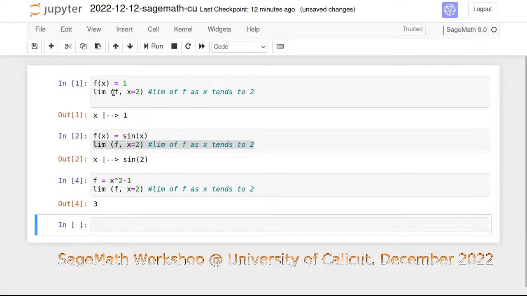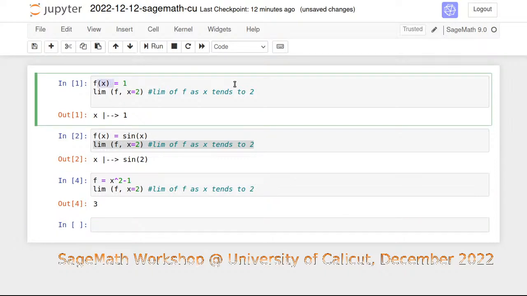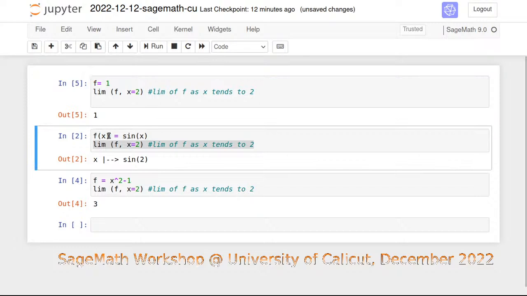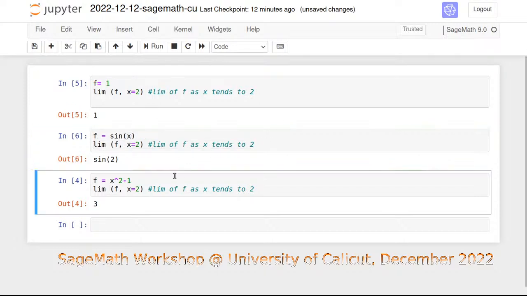Here also this is fine. Maybe I should change the notation to f equal to 1 instead of f(x) equal to 1. The x dependence is not there, sine 2. Yeah, this is working perfectly. So just that name is enough. F of x equal to, there seems to be some small difference.